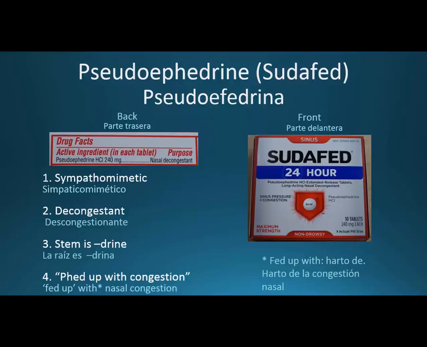Sympathomimetic is simpatico-mimetico. And then decongestant is decongestionante. The stem is drin, changes to la raíz es drina, so the E to A. And then that fed up with congestion again just falls apart. Fed up with harto de la congestión nasal.